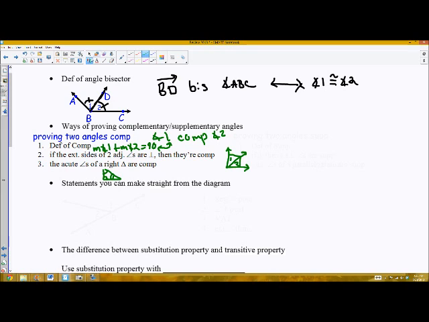For proving something is supplementary, I'm going to get rid of this.